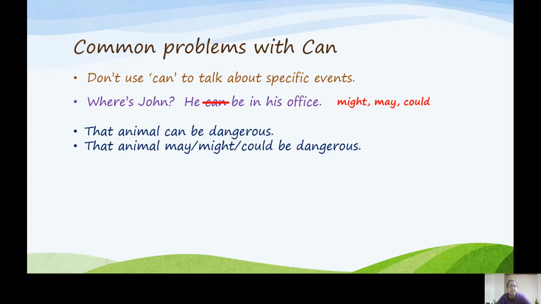Now look at these two sentences. That animal can be dangerous, or that animal might be dangerous, could be dangerous, may be dangerous. What's the difference? Well, that animal can be dangerous. Sometimes it is dangerous. I know this animal. Whereas may or might or could be dangerous, it's a possibility, perhaps. I don't know. I don't know this animal.